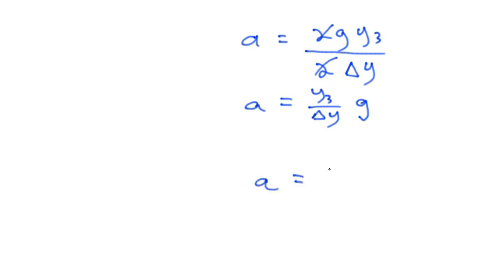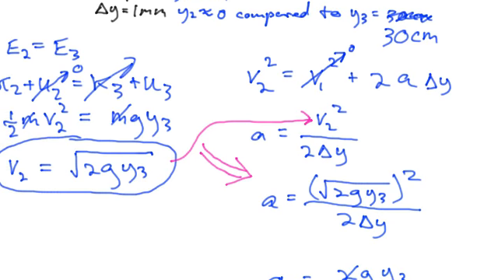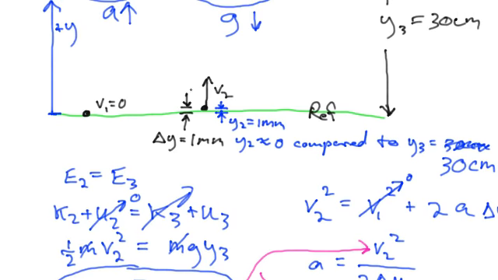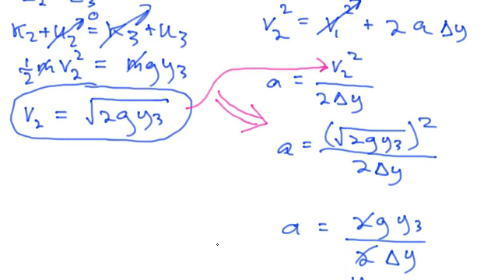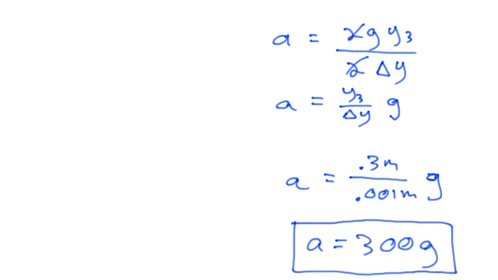So y3 was 30 centimeters, that's 0.3 meters, and delta y was 1 millimeter, 0.001 meters, times g. And so a is equal to 300g is the estimate for the acceleration. And the approximation came in right here when I estimated how far up a flea's center of mass moves during that jumping phase while it's actually pushing off the floor. So that does it for the flea problem.